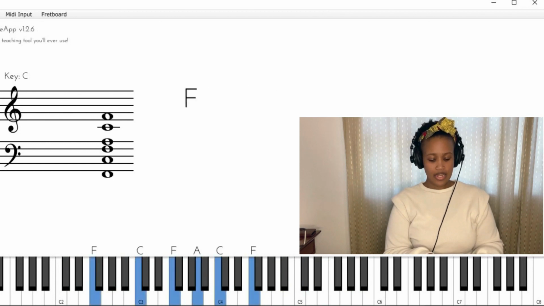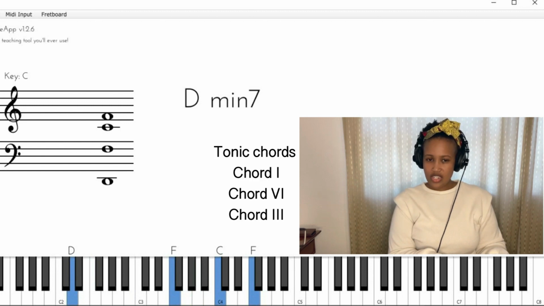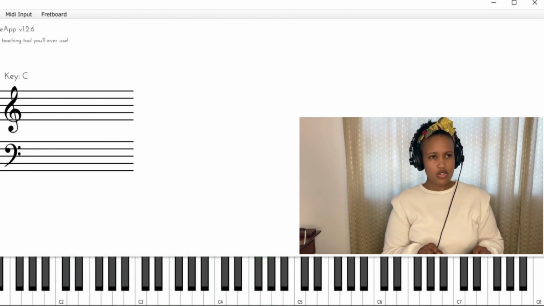Okay, and here we have chord 1, which is obviously a tonic chord. But when you look at chord 6, this is also a tonic related chord. And when we look at chord 3, this is a tonic related chord as well. These are chords that don't have the most amount of tension and are probably chords that have the most color in them. Now let's look at subdominant quality chords.